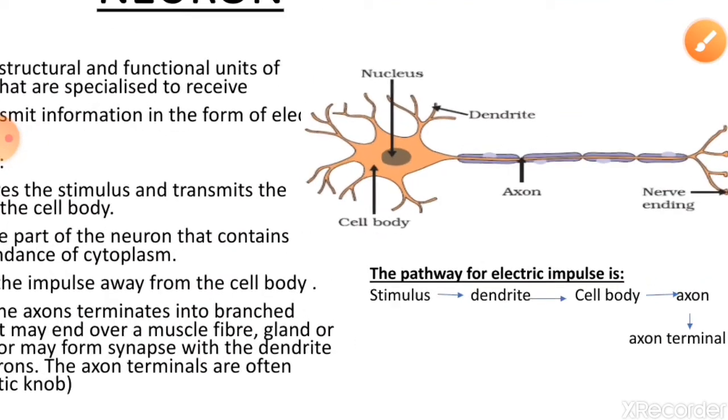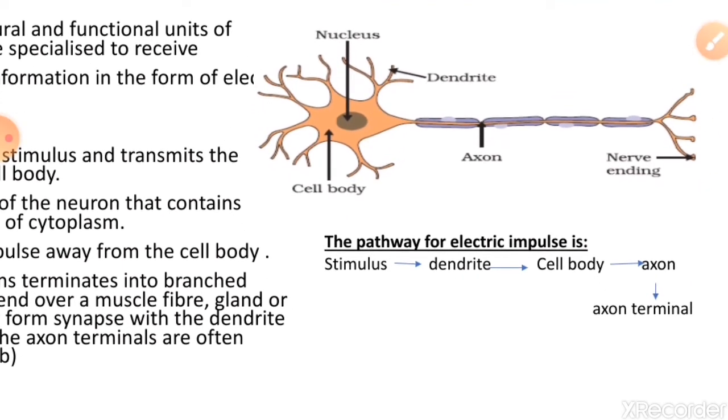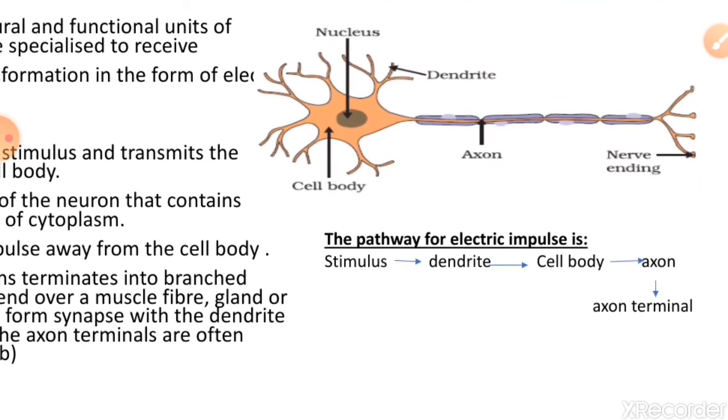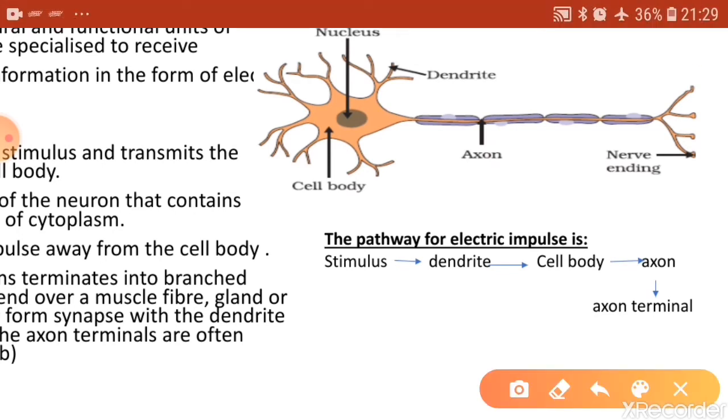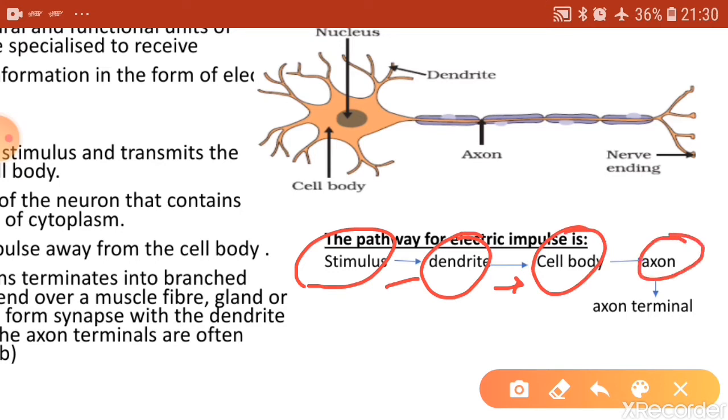Now the pathway for the electric impulse. How does the electric impulse move? So first the stimulus is received by the dendrites of the neuron, then it is passed to the cell body, then from the cell body it is taken by the axon and it runs along the axon, and finally it reaches the axon terminal.